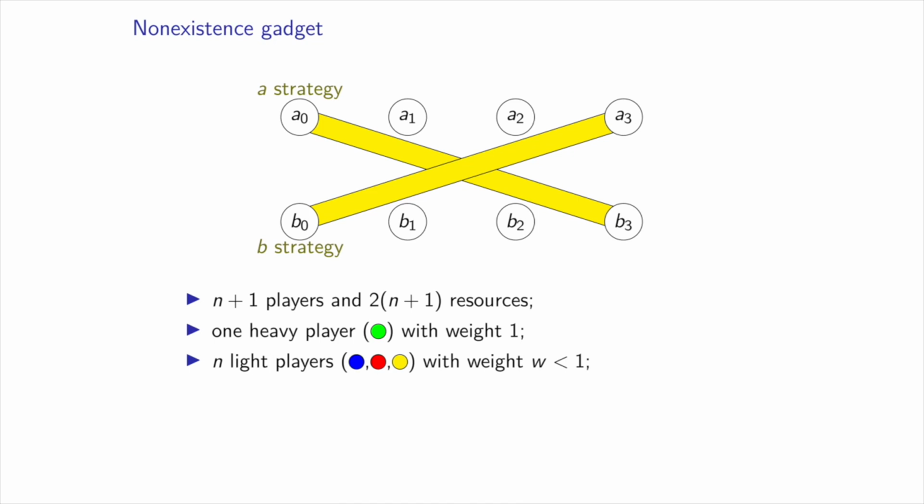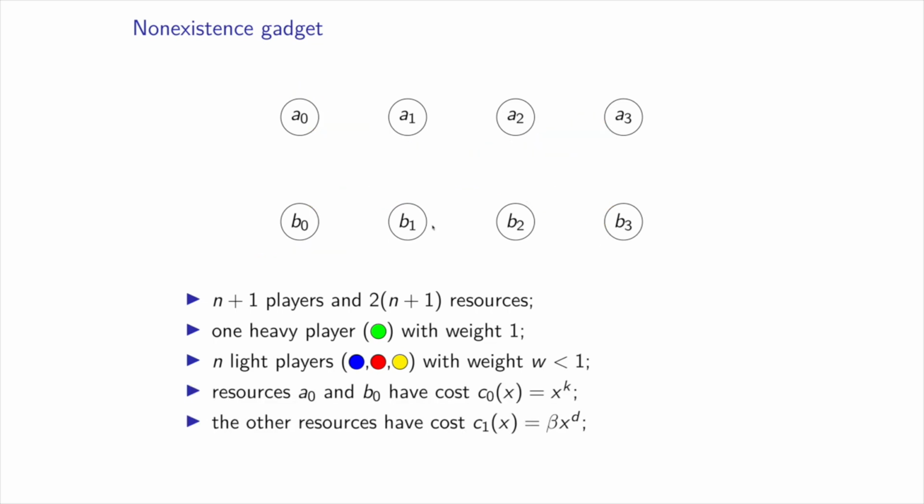We've defined the players and the strategies, but we need to talk also about the cost functions. In our example, resources A0 and B0 will have a cost function which is a monomial of degree k, where k is smaller than d. As for the other resources, they'll all have a cost which is a monomial of degree d multiplied by some factor beta. Therefore, this gives rise to a family of games, one for each choice of n, w, k, and beta.